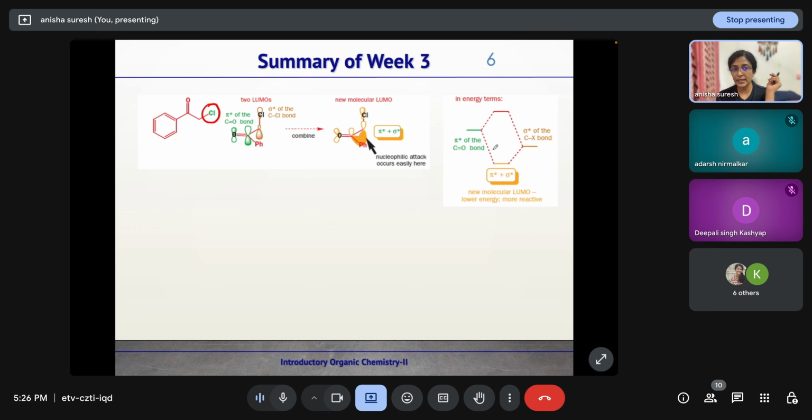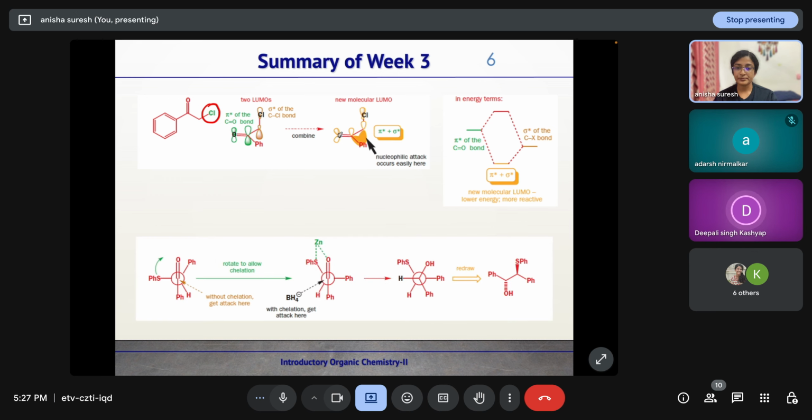Substitution reaction will be taking place. But since these are closer in energy, they can undergo an overlap, and it will lead to the formation of a new molecular LUMO, which is lower in energy and more reactive. And because of that, the nucleophile can come and attack here, and it will result in the formation of the nucleophilic addition product.